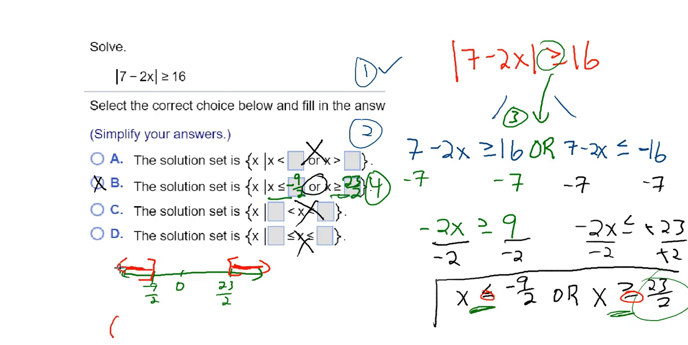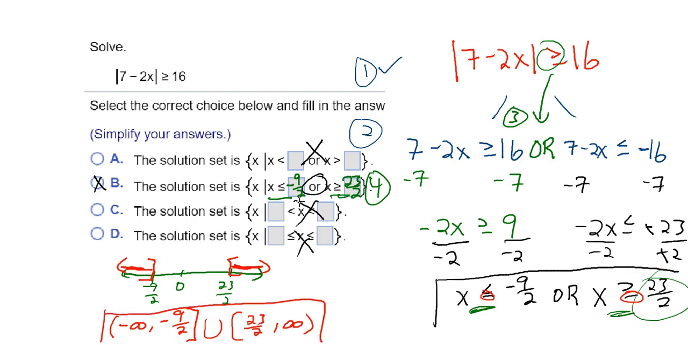As an interval, it's going to go from the very left-hand side, negative infinity, up to negative 9 halves, where we take a break. We resume again at 23 halves, and then go all the way from there to infinity. And so that would be my interval.